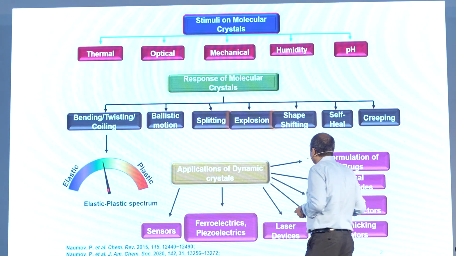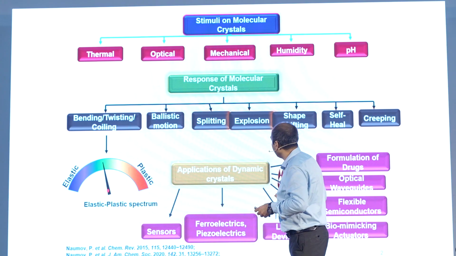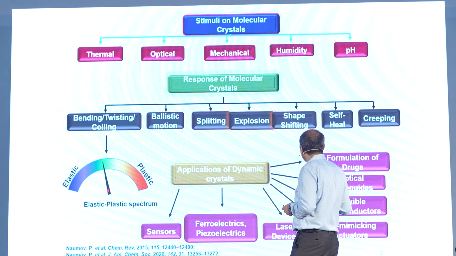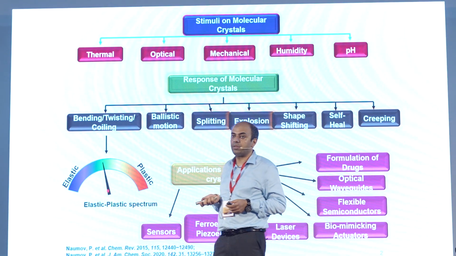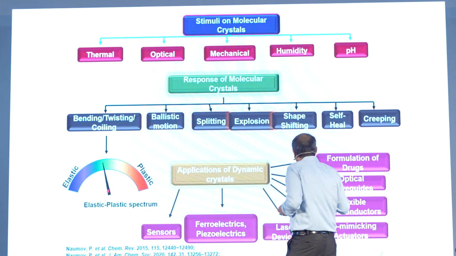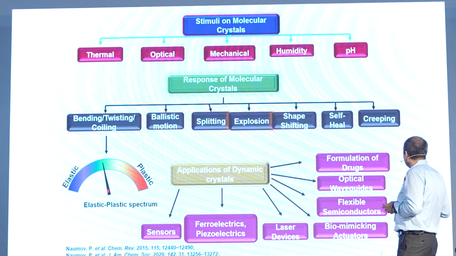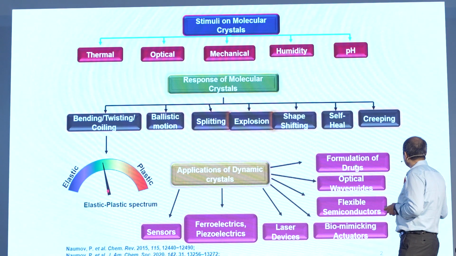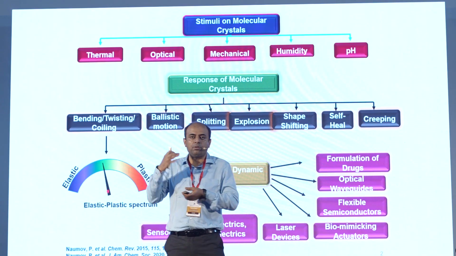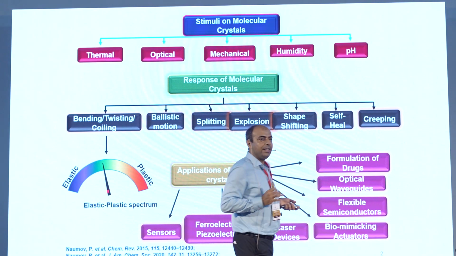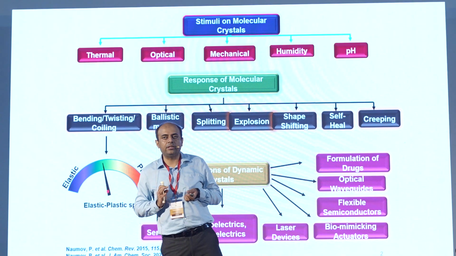It has been observed that crystals exhibit different kinds of very complex motions like ballistic motion, bending, coiling, splitting, explosion, shape shifting, which is similar to what we see in shape memory alloys, self-healing and creeping. And these properties of dynamic crystals have found applications as sensors in ferroelectrics, optical waveguides, semiconductors, as well as formulation of drugs, because even a drug goes through the process of tableting where you apply mechanical pressure on the drug and you would like to see whether the phase or the particular form of the drug is retained after the application of pressure.